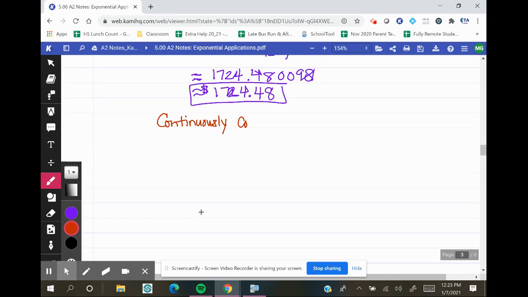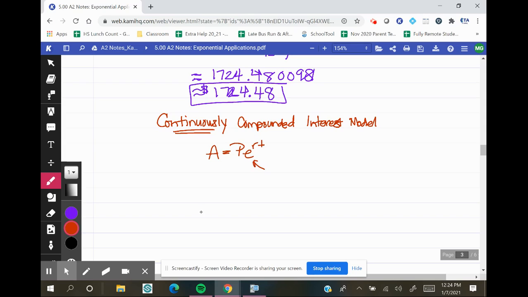So before, it could be compounded annually, monthly, quarterly. But this one is continuously compounded, and that's the big difference here that you want to look for. So the key word in these problems will be continuously compounded. And this formula, we could call it APERT. So it's A equals P times e raised to the rt.